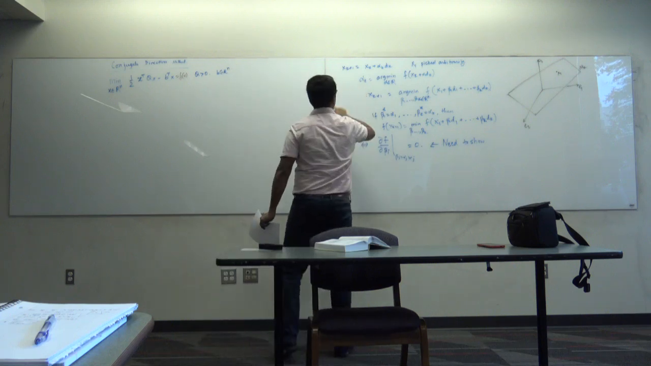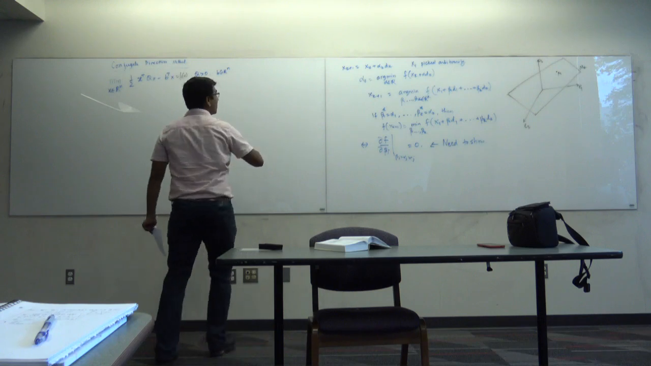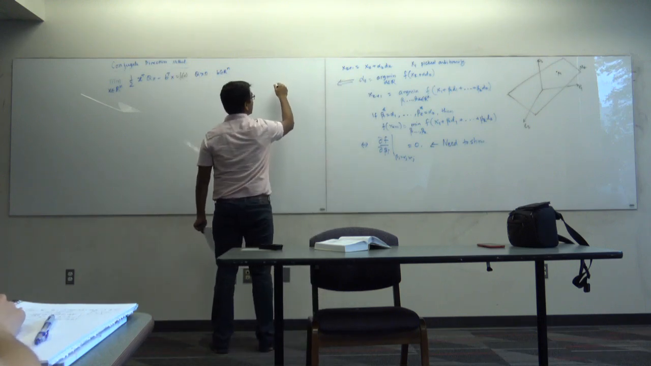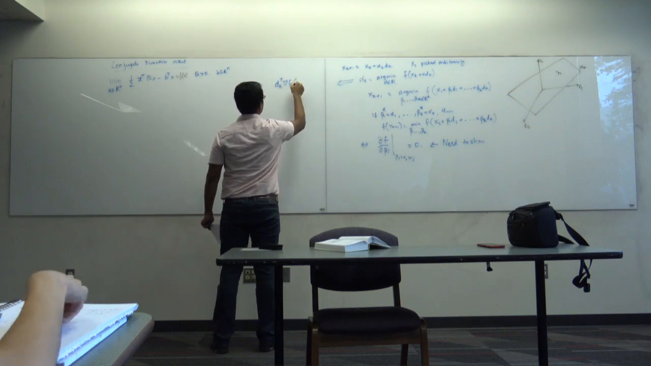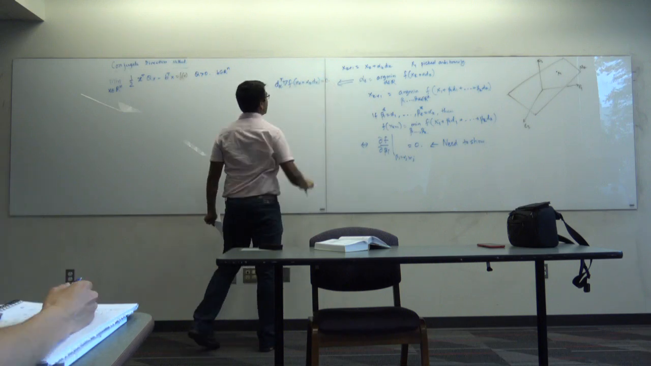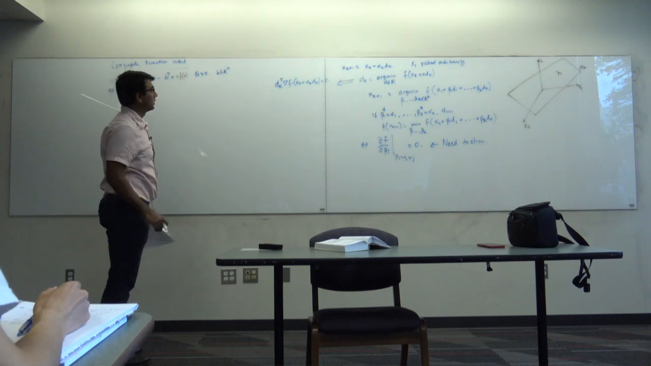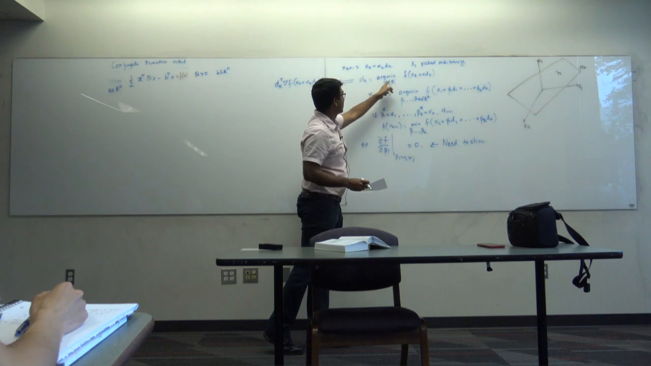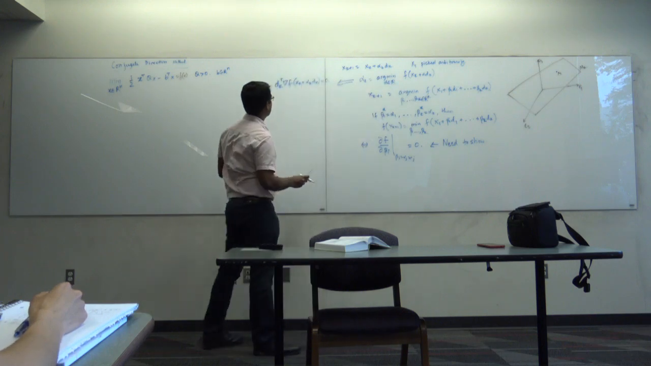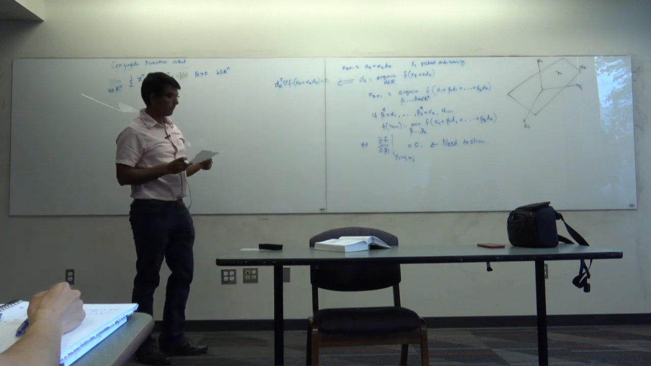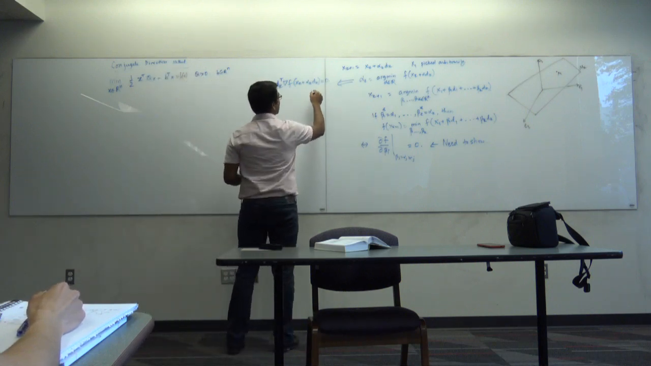So from this expression, I get that dk transpose gradient of f(xk plus alpha k dk) is equal to 0. Why? Because alpha k minimizes this minimum, so that's the first derivative of the function at alpha. That's this expression, evaluated at alpha k. So that's my equation one.